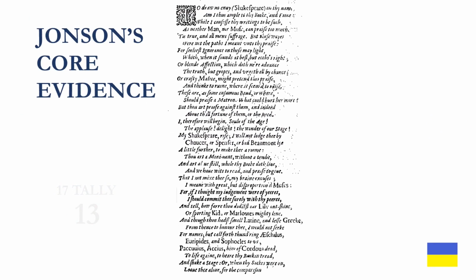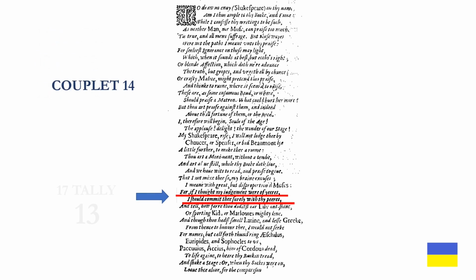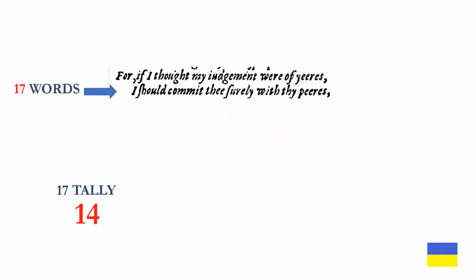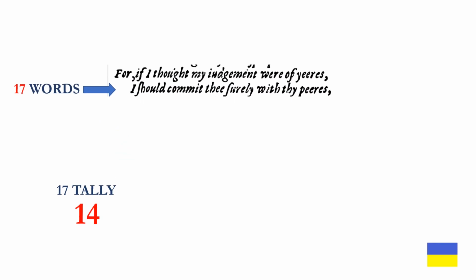Here is Jonson's core evidence. It's in couplet 14. It also has 17 words because it deals with the poet's actual identity. "For if I thought my judgment were of years, I should commit thee surely with thy peers." He's talking about whether or not his judgment is mature enough to commit the real poet with his peers.